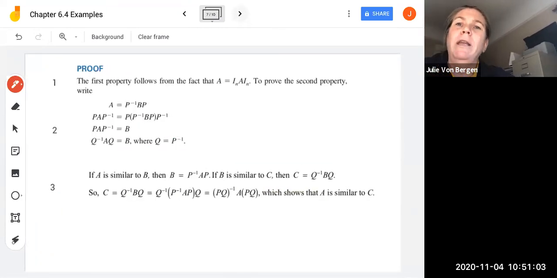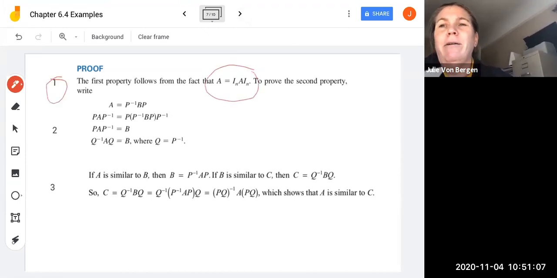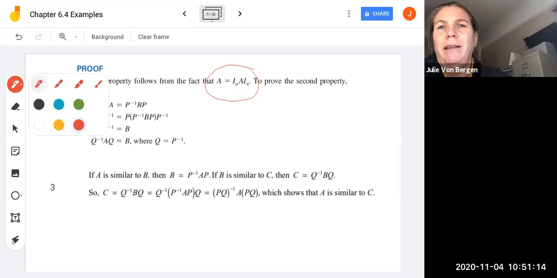So property one here follows nicely using the identity matrix. So we can say, well, A equals I_n, the n by n identity matrix, multiplied by A, multiplied by the n by n identity matrix again.